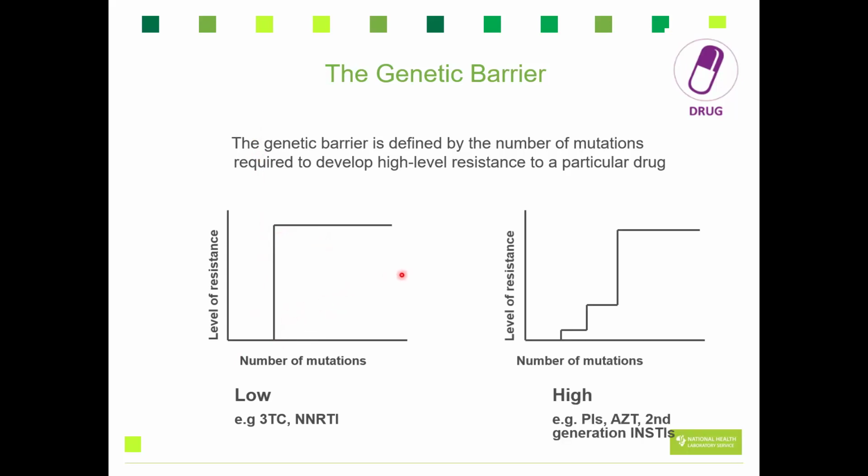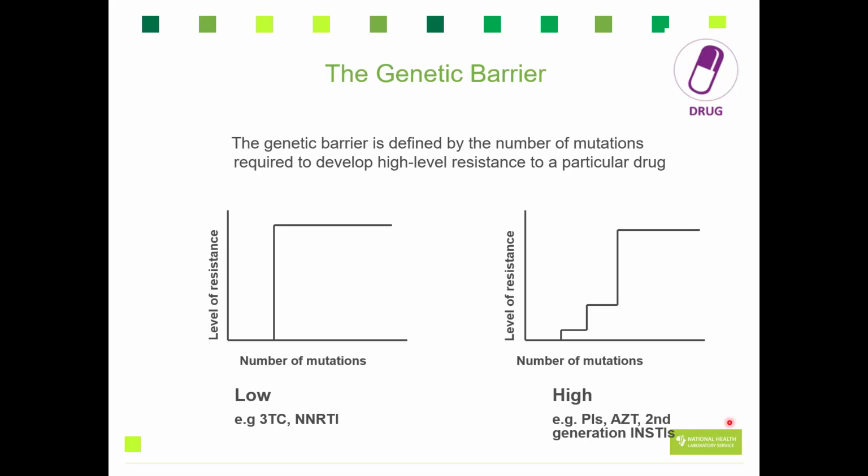Okay. If we, however, look at a high genetic barrier, it means that if you have a single mutation, you will lose a little bit of the efficacy of the drug. If you have a second mutation, you will lose a little bit more, but only if you have 3 mutations will you actually get to high-level resistance. Those examples are AZT, PIs, atazanavir and lopinavir, and the second generation INSTIs. For dolutegravir, we assume that you need at least 2 mutations to have high-level resistance.